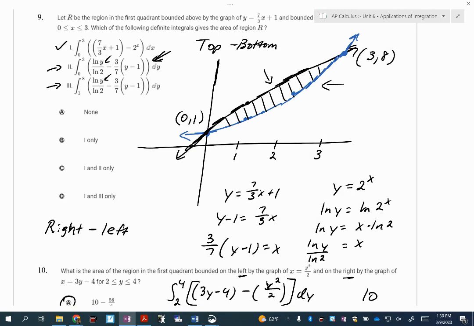And when you do an integral with respect to dy, you want to make sure you're using the y coordinates here. So the y coordinates here are 1 and 8. So that's why Roman numeral 3 is also going to work. So the answer is D for Roman numeral 1 and 3.